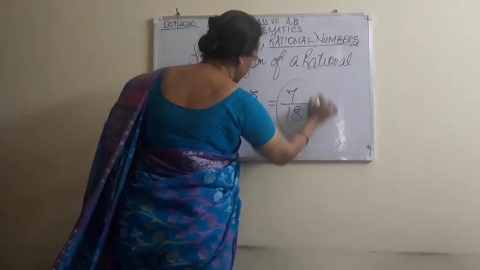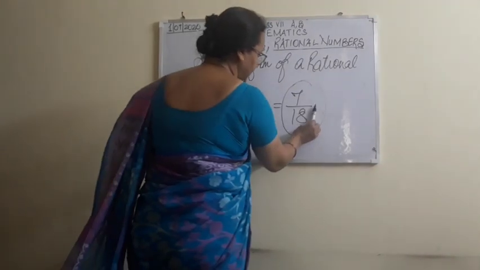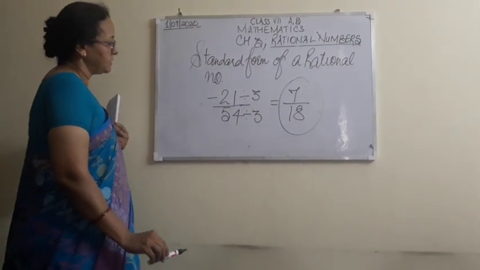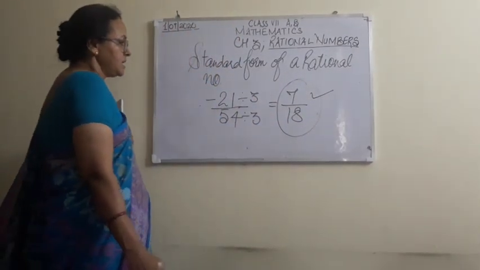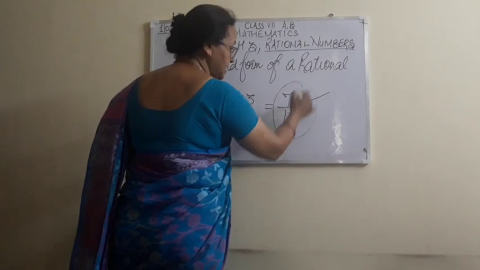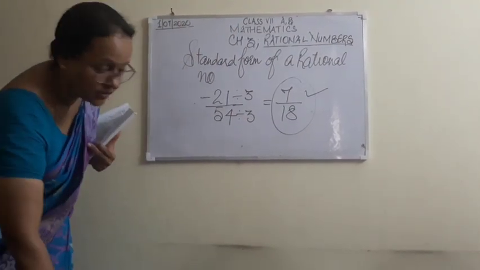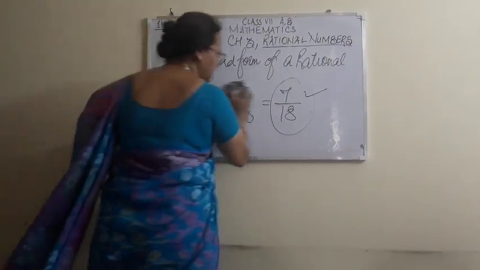This is the standard form of 21 by 54, because in the numbers we are getting nothing is common, only 1 is common. What is common in 7 and 18? 1 is common. This is the standard form of minus 21 by 54. I am going to erase the board for the next question.